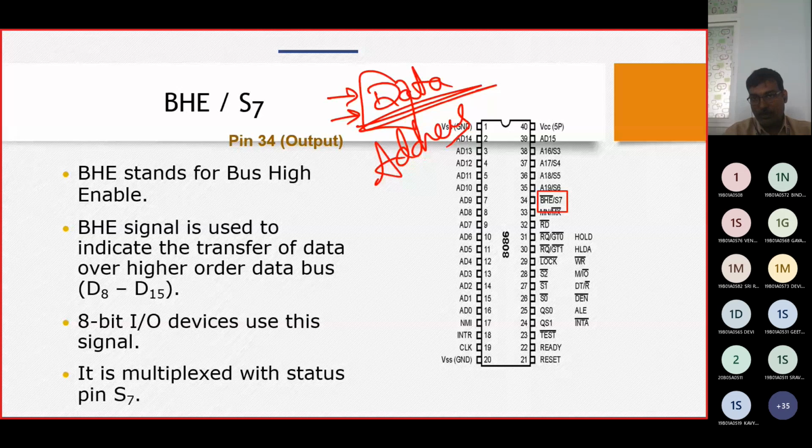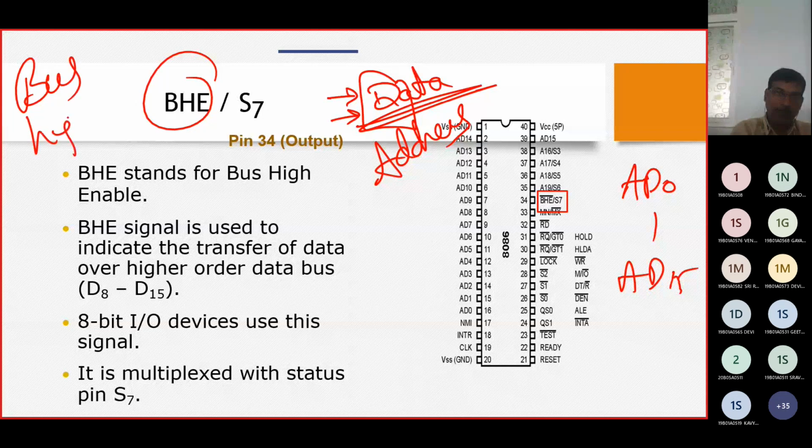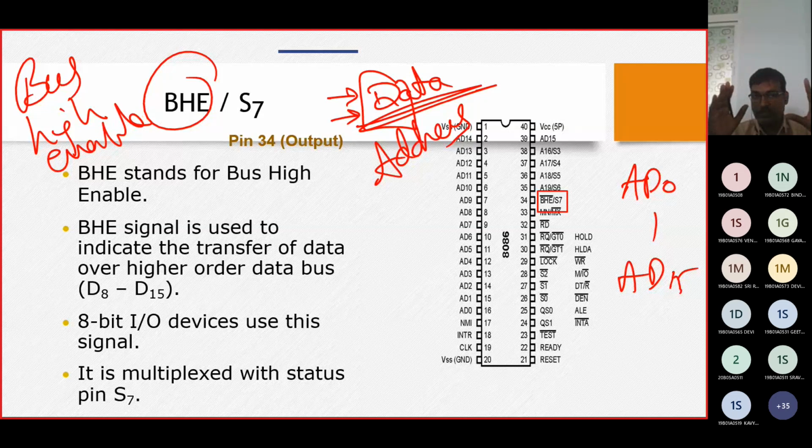The address we were mentioning, AD0 to AD15. So who should come? Whether it should be address or whether it should be data. We have to decide one item. That decision is going to be taken up with the bus high enable. Bus high enable is a pin which is going to decide whether to make a transfer of an address or a transfer of data.